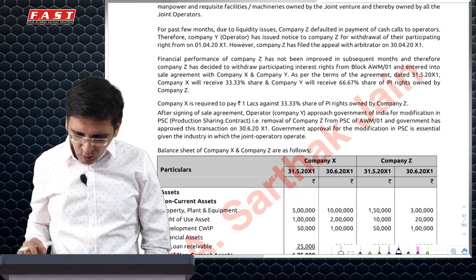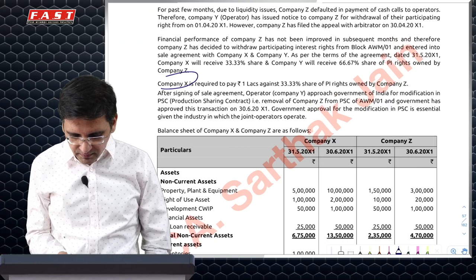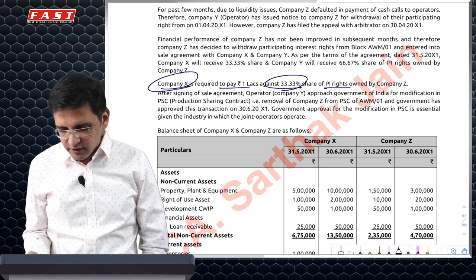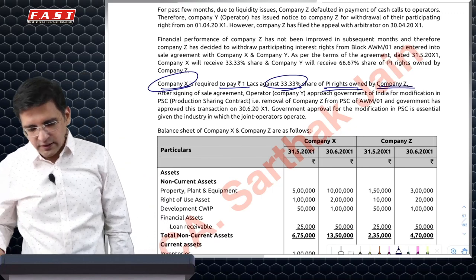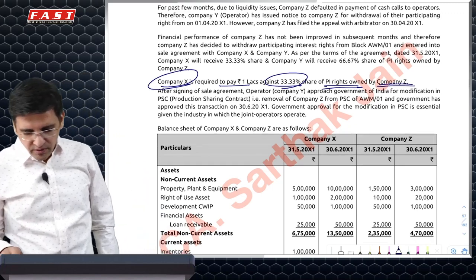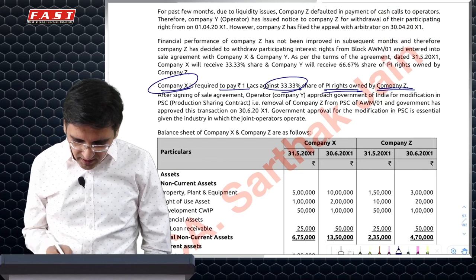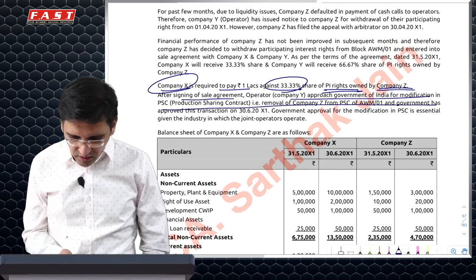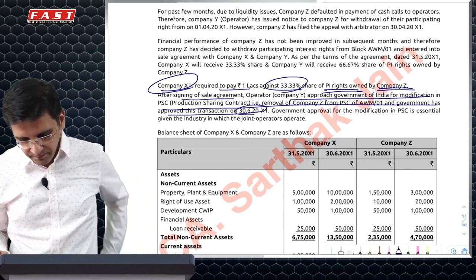They have created a whole lot of story, and finally they have said that company X is paying 1 lakh and acquiring 33.33% of PI rights owned by company Z. And they have said that after signing the agreement, we have approached the government for approval, and we have got this approval on 30th of June.